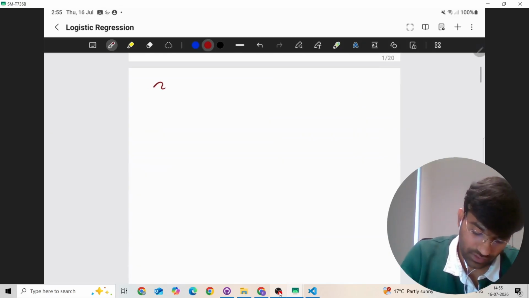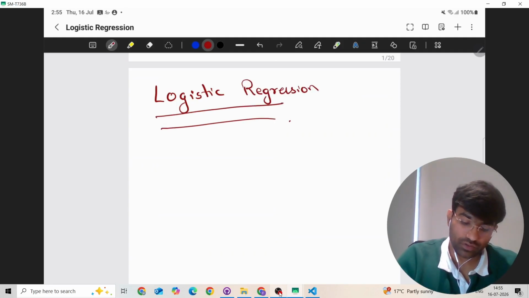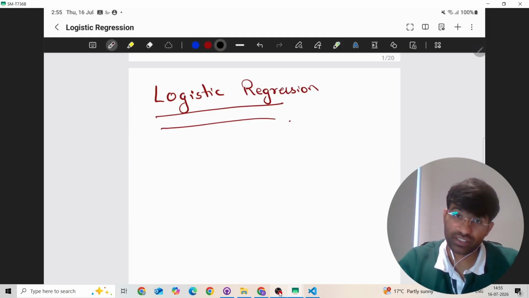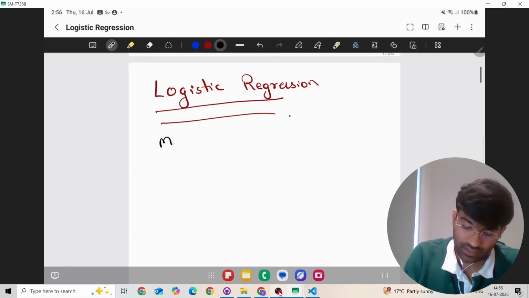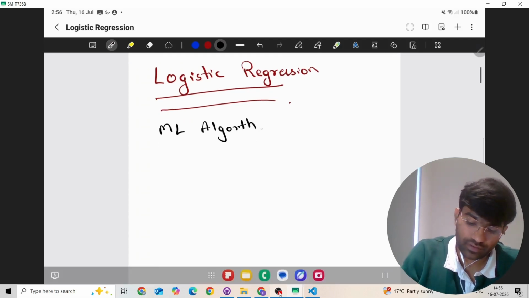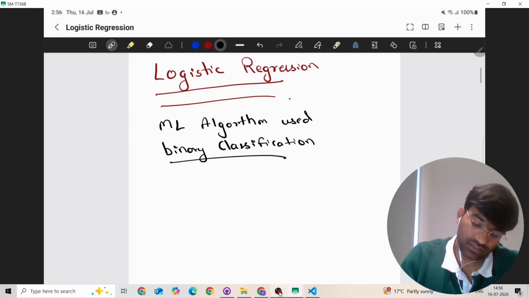So if we begin with logistic regression. What is logistic regression? Logistic regression is a machine learning algorithm. It is an ML algorithm used for binary classification. So what is binary classification?